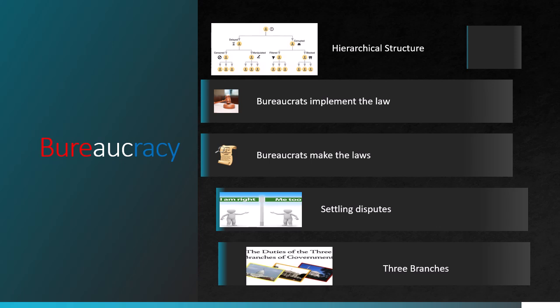That's one thing. Number two, bureaucrats implement the law, but Congress writes the laws. They are often the experts, so they're considered the experts of the law. They also interpret the laws and put them into action. Number three, bureaucrats make laws, yes, but they also have to enforce them as well.